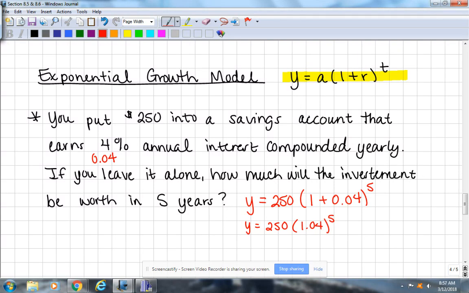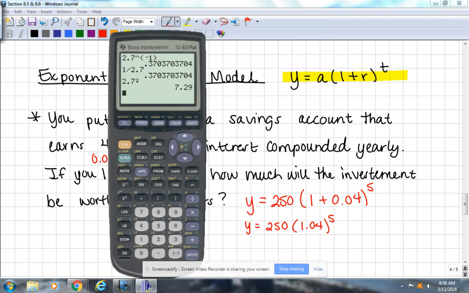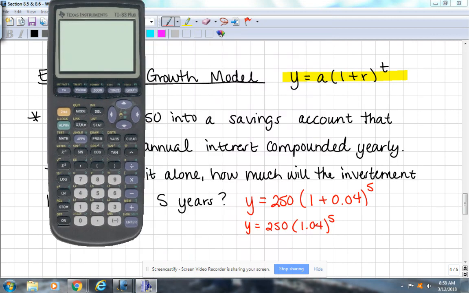And then we're going to do our calculator. Remember, exponent comes before multiplication, so we're going to do 1.04 to the 5th, and then multiply that number times 250. So 1.04, caret, 5, enter. And then I'm going to hit times 250. How much am I getting? Oh yeah, we round money. $304.16.